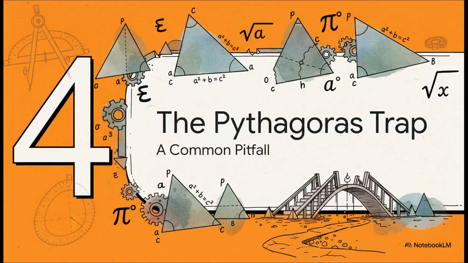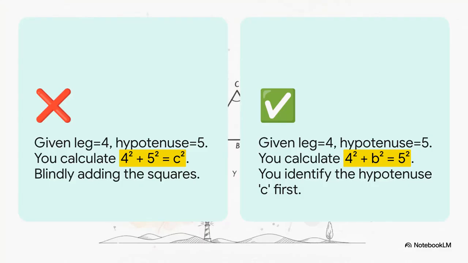Okay, before we wrap this up, I have to talk about the #1 mistake I see people make. It's so simple, but it will absolutely wreck your whole problem if you're not looking out for it. Let's call it the Pythagoras trap. Just look at the difference here. On the left, you see the mistake.